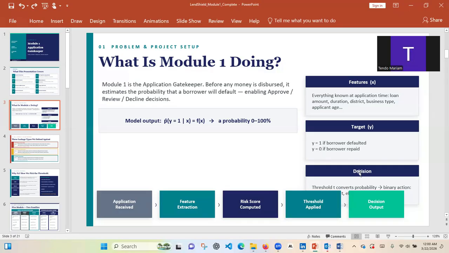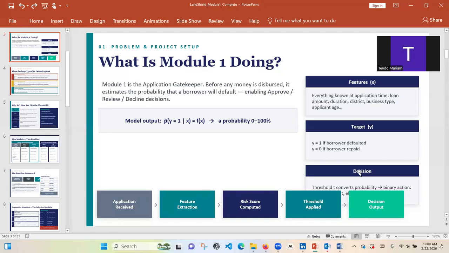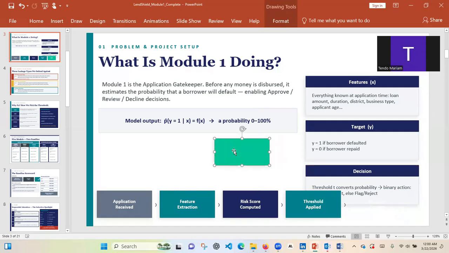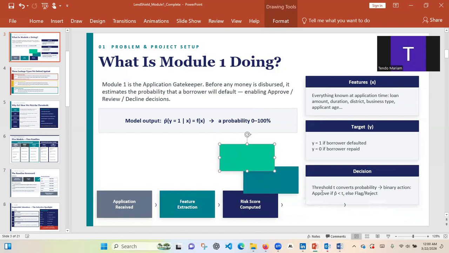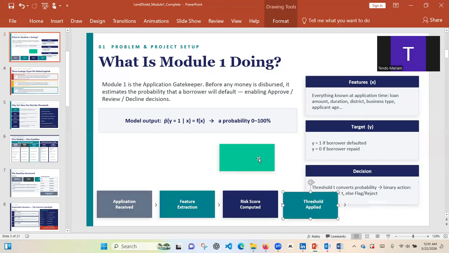And the decision here: the threshold converts the probability to the binary action. So what the threshold does, it converts the probability to the binary action, then it approves if P is less than T, else it flags or rejects. I guess you can understand that.